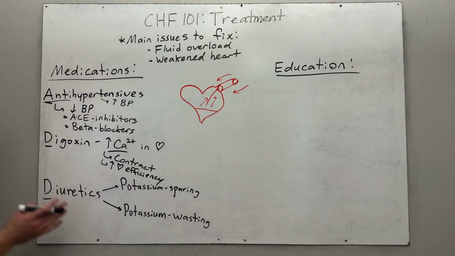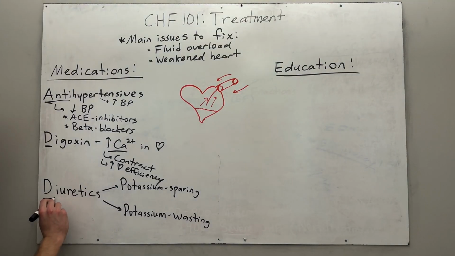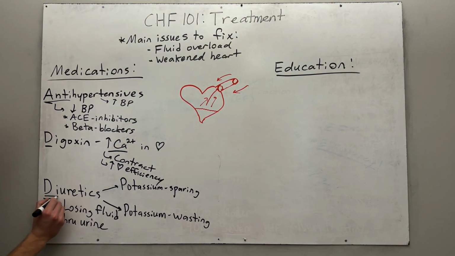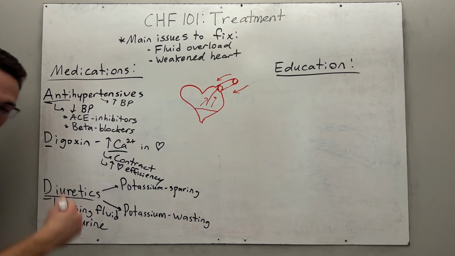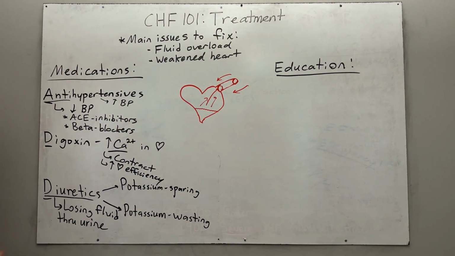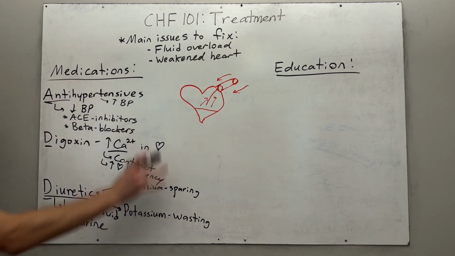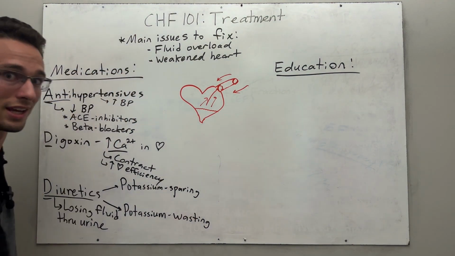Great, so that's digoxin. Then we have diuretics. Anytime you're talking diuretics, we're going to be talking about losing more fluid through urine. That's what it literally means to diurese something, to pee it out. So this is going to specifically act on the kidneys and tell the kidneys to excrete more fluid. That is going to fix that problem of fluid overload. So all of these medications are either decreasing the fluid or helping the heart out because it's weakened.